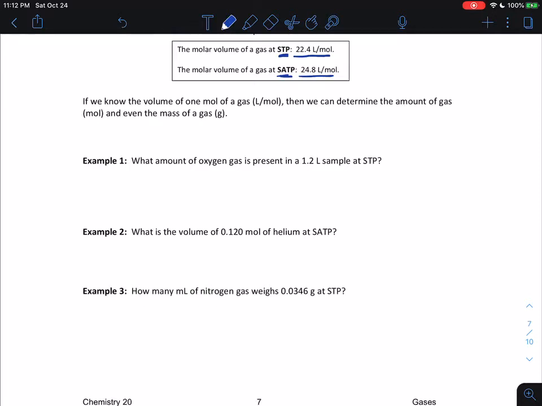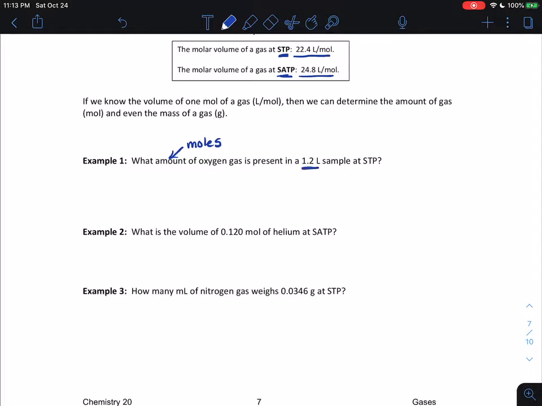It says, what amount of oxygen gas is present in a 1.2 liter sample at STP? By the way, when we say amount, we mean moles more often than not. In fact, I'm trying to change things, so if I mean mass, I say mass, I don't say amount. I don't think I've caught everything yet in my work, but usually when we say amount, we mean moles.